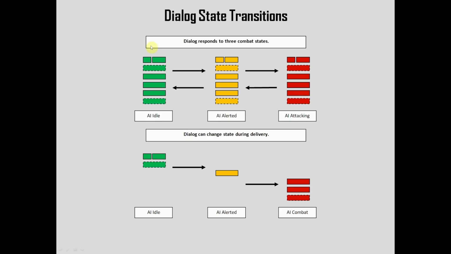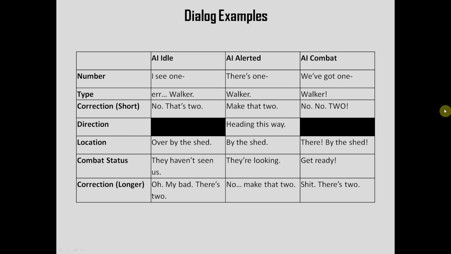So the green is the AI idle, yellow is AI alerted, and red is the AI is attacking. And you can see the fragments can be played here in green, and then we have a different fragment played when the AI is alerted. And then finally we have the last few fragments of the sentence played when the AI is in combat. We can see how that works here with the dialogue examples.